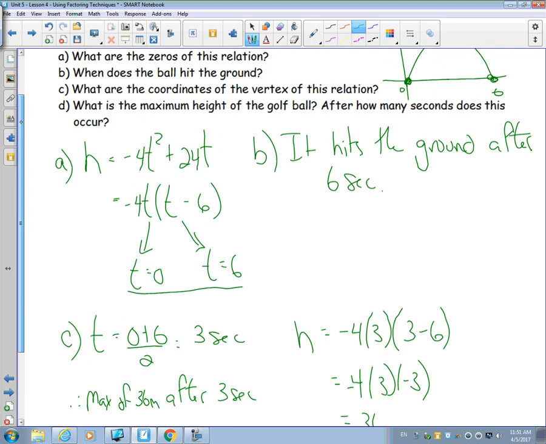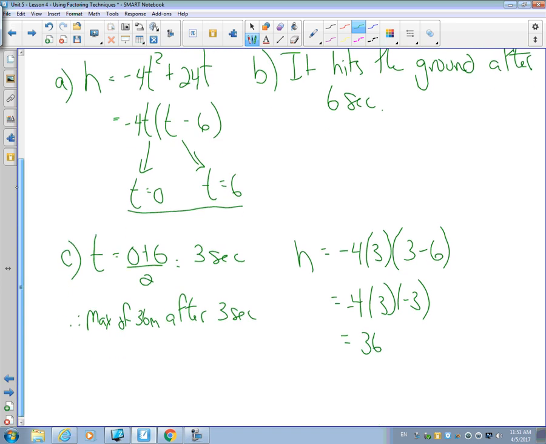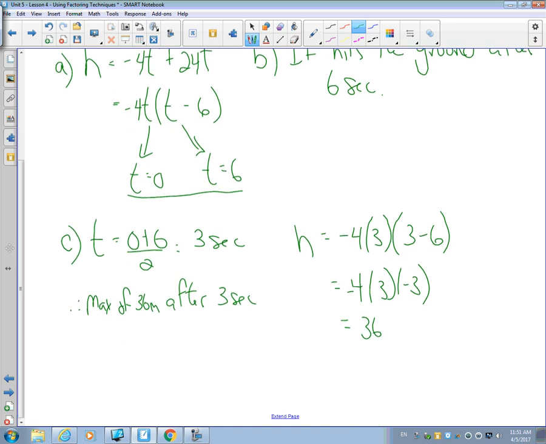Okay. Oh, look, I've answered part D. By finding my vertex, I've found the maximum height and when it occurs. It's really what a vertex is. It just has context to it, meaning it has words attached to it.